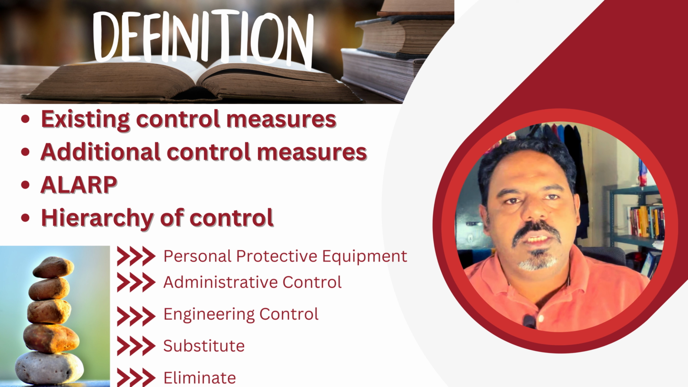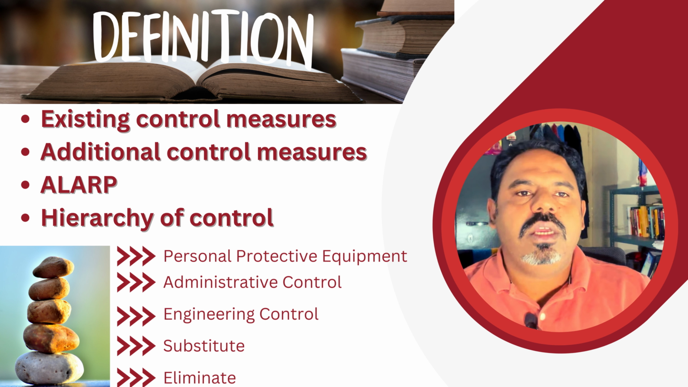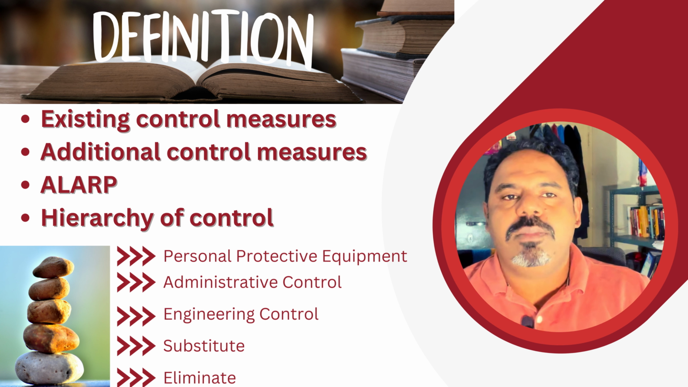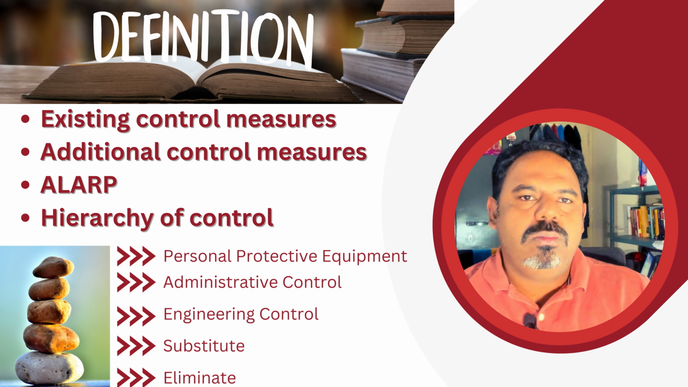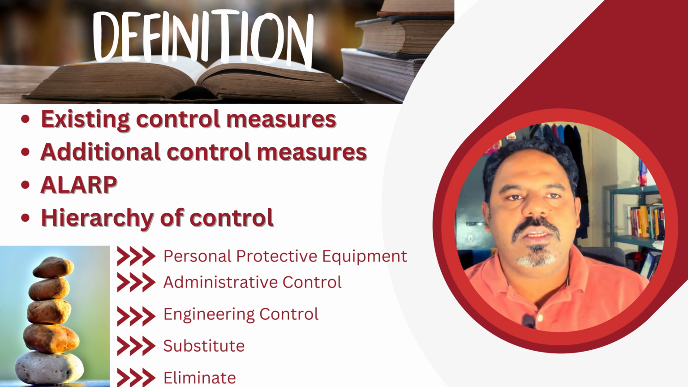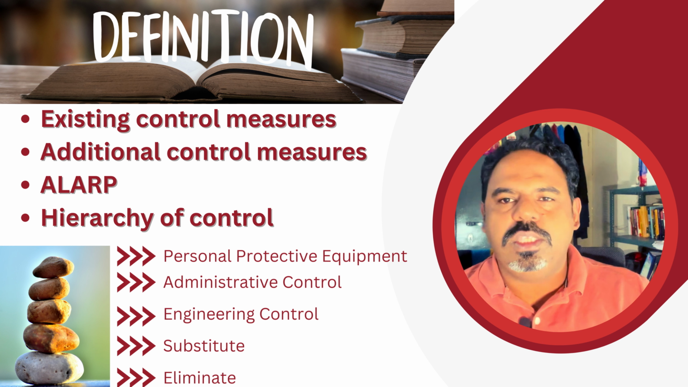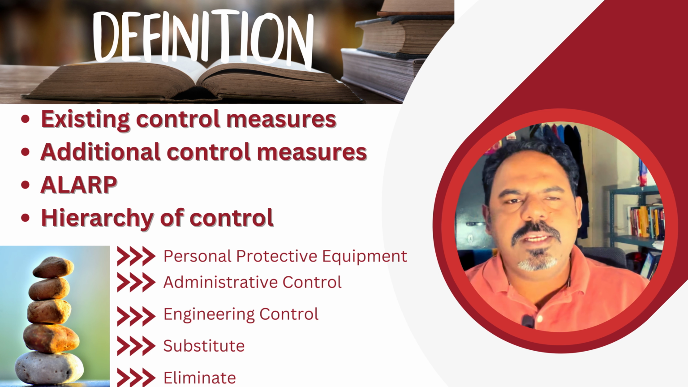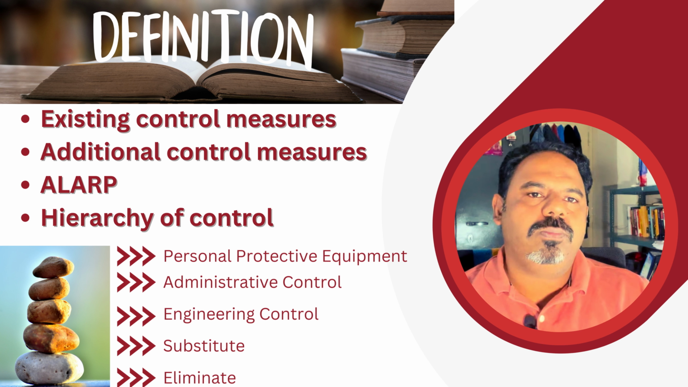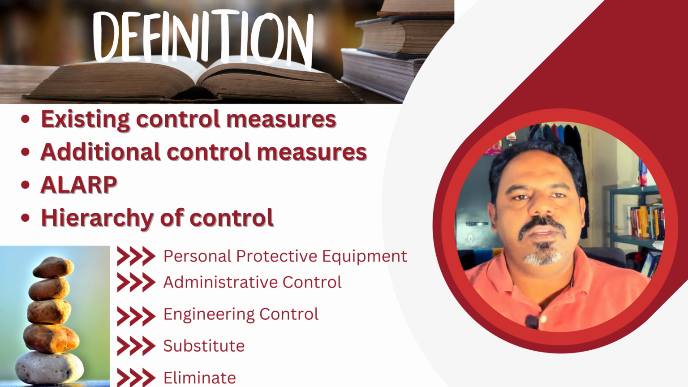Substitution of hazard. Here we are substituting one high risk hazard with another low risk hazard. The most common example is change of a particular riskier chemical with a chemical that is lower in risk than the former. Control of hazard, which includes engineering control and administrative control. These are implementation of engineering and administrative measures to reduce the likelihood of occurrence of a particular hazard.